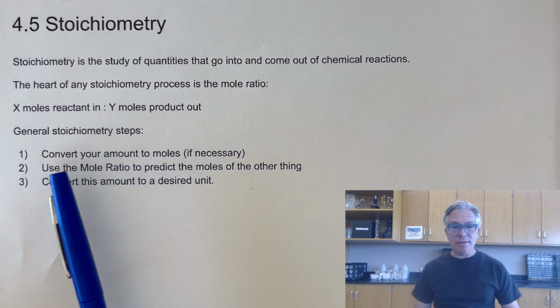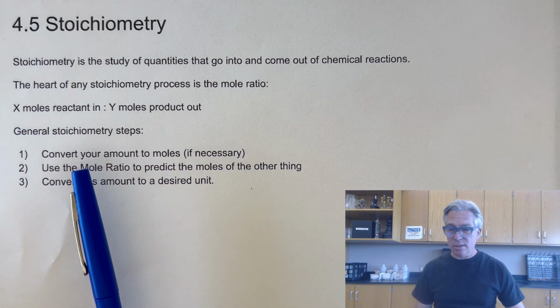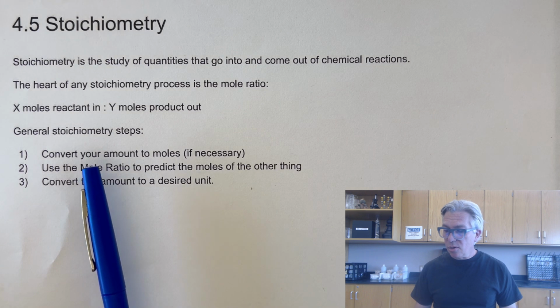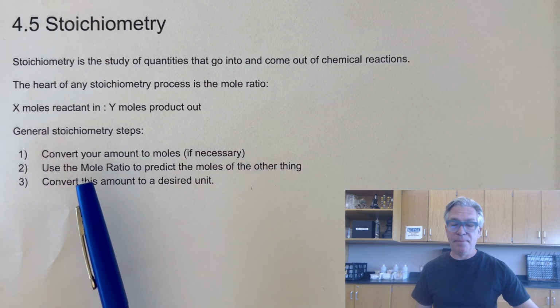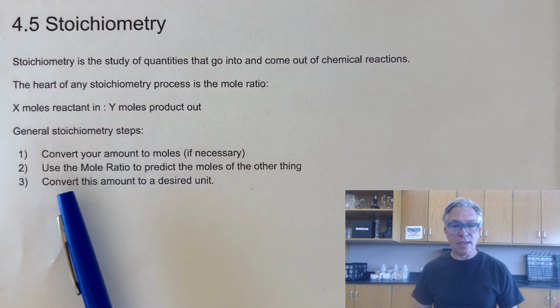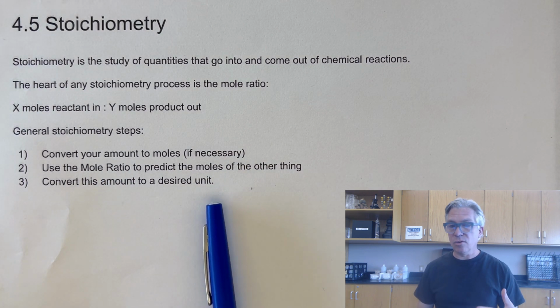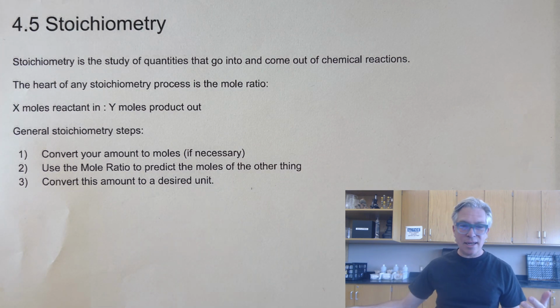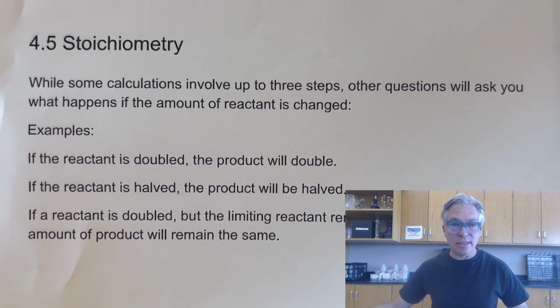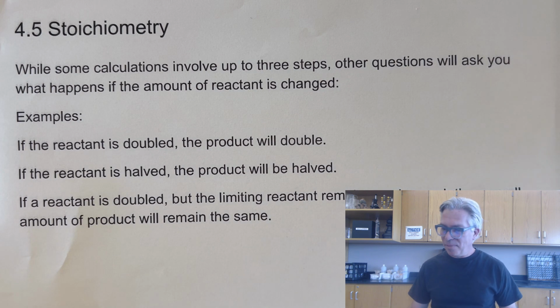Convert whatever you have into moles. There's a number of ways to do that. Use the mole ratio, that's the heart, to predict the moles of the other thing you're interested in. And then convert that amount to a desired unit, like grams or liters or volume of a gas. So I like to say, there's a million variations of stoichiometry problems, but they all tend to do pretty much the same thing. They're all kind of the same.